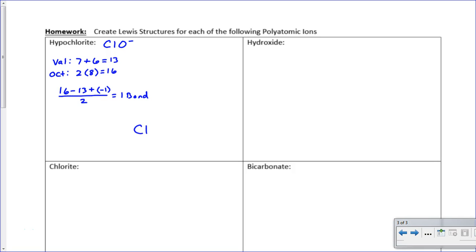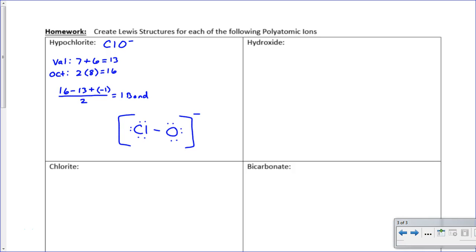Take the Cl and the O and connect them. Neither one is really central because there's only 2 here. All right, we put in our 1 bond. Then we put in the electrons we need to make 8 around each one. All right, put a bracket around it. It's got a -1 charge, and we're done with that one.